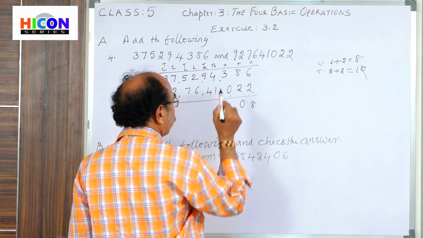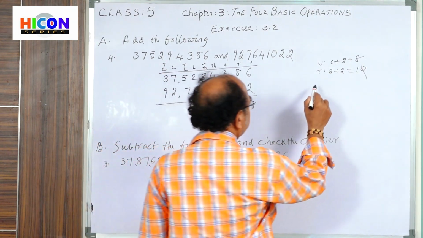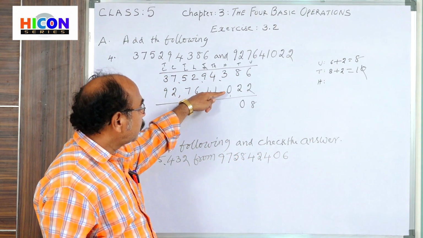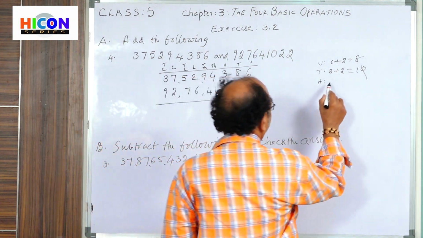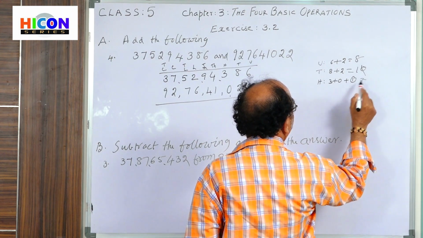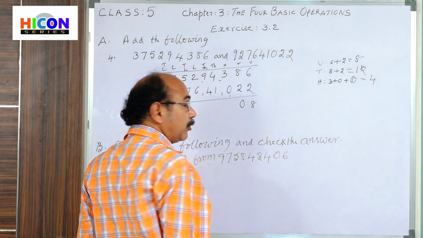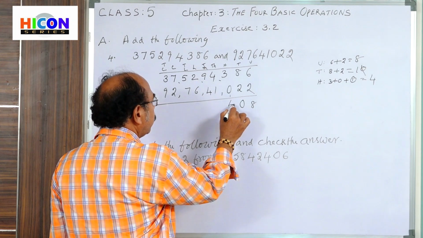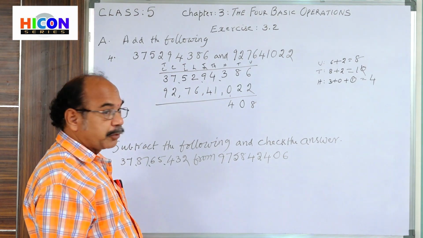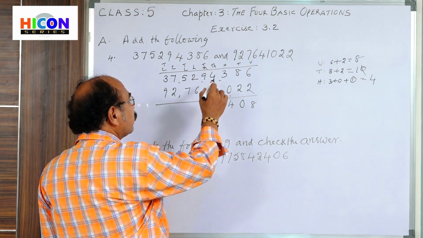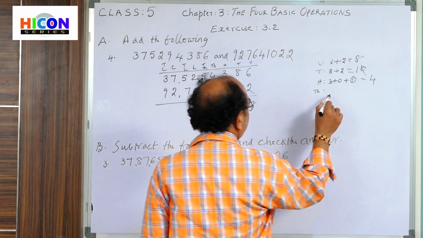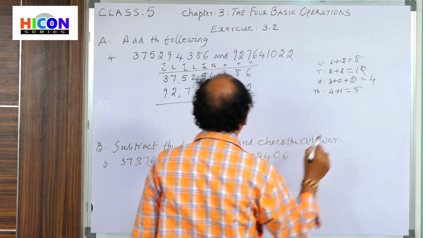Now add the hundreds digits. What are the digits in hundreds here? 3, 0 and 1 carried. 3 plus 0 plus 1 carried, so 4. We write 4 in the hundreds. Now take the thousands place. What are the digits of thousands here? 4 and 1. 4 plus 1 is 5. Write 5.